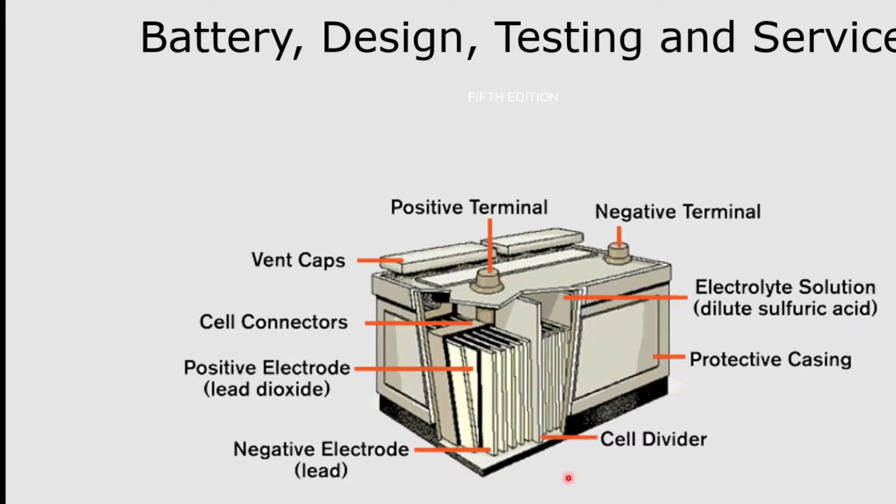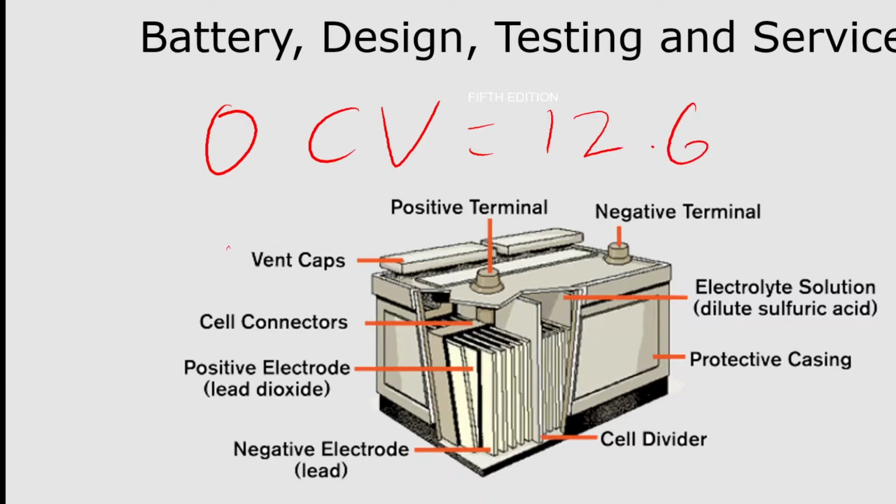So the open circuit voltage, and if I can give you a hint on this, OCV. So OCV, we want to take a note of this. OCV equals, for the automotive world, in most cases, 12.6 volts, okay? So you want to be at an OCV of 12.6.